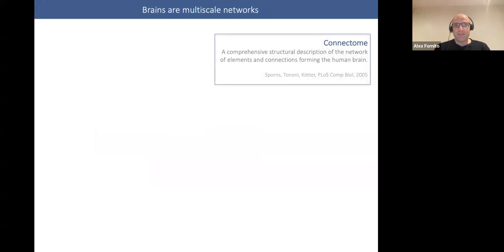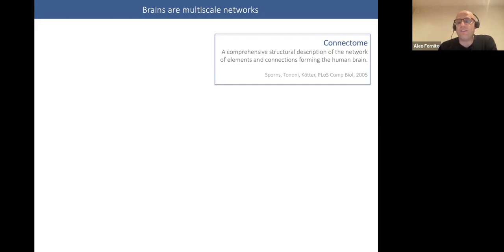This is the brain connectivity workshop, so I'm presuming most people are familiar with the concept of a connectome, but just to make sure we're all on the same page, the connectome is a very fundamental concept in this area. It was first defined by Olaf Sporns, Giulio Tononi, and Rolf Kötter in 2005 as a comprehensive structural description of the network of elements and connections forming the human brain. There are two critical ingredients of this definition. One is that it's a structural description, so we're talking about anatomical or physical connections between brain regions. The other is that it's a network description.